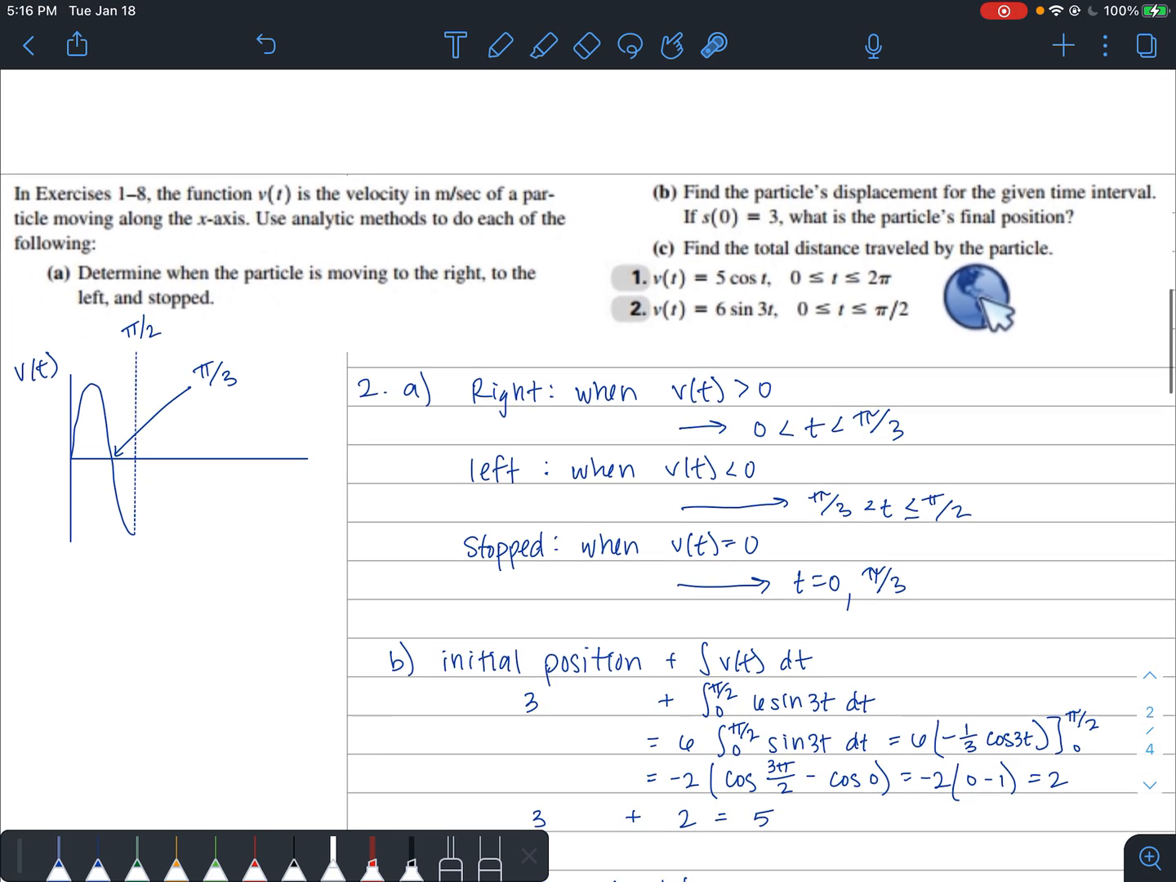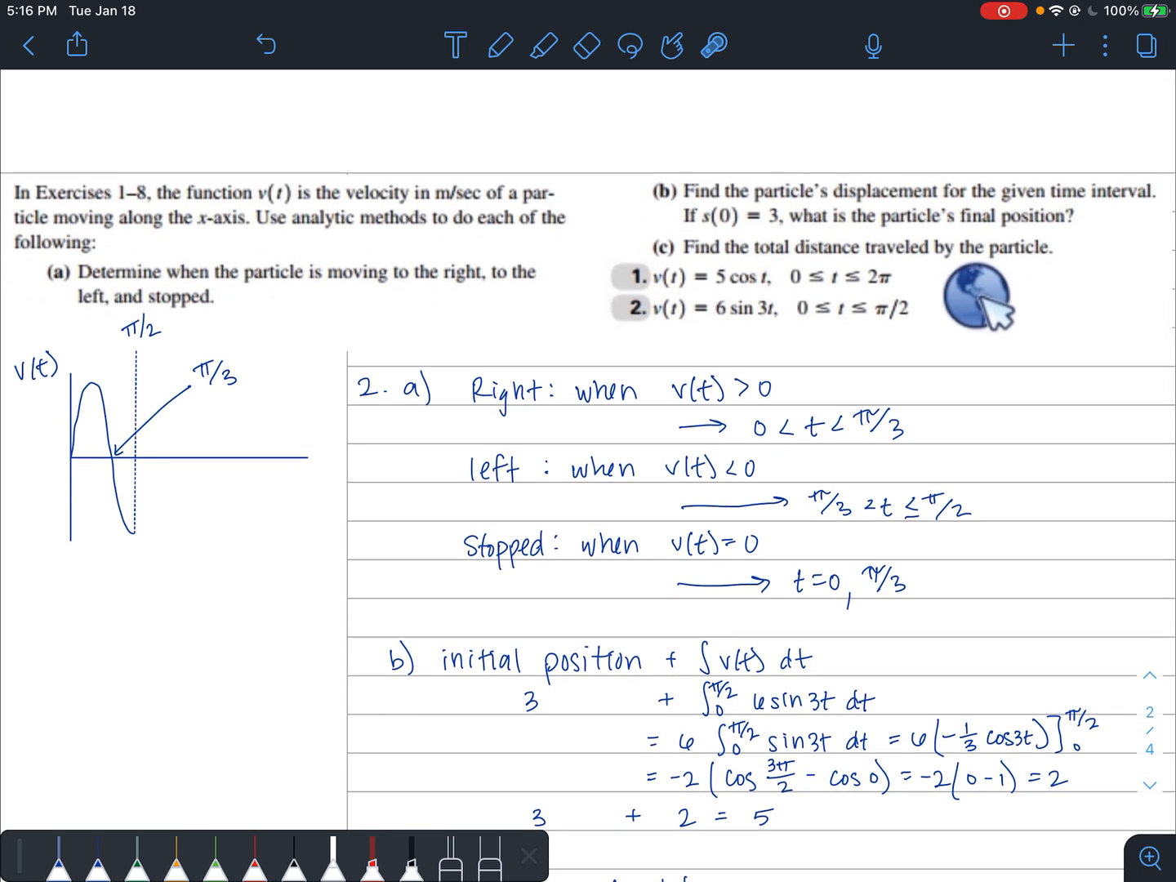So in these examples right here, I pulled this one from your book. You have a couple of these for your homework assignment. But let's walk through this one that I did here. This is number 2 here. In exercises 1 through 8, the function v of t, right here, in meters per second of a particle moving along the x-axis. Use analytic methods to do each of the following. Determine when the particle is moving to the right, to the left, and stopped.